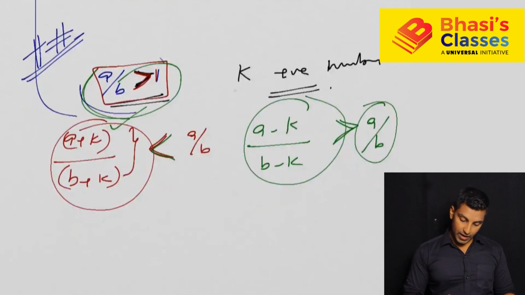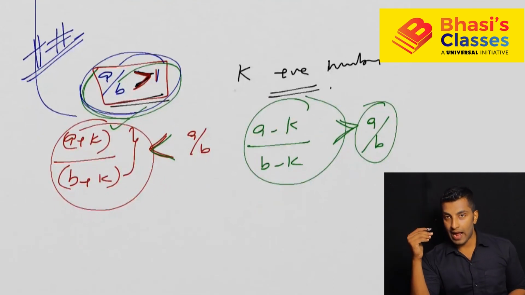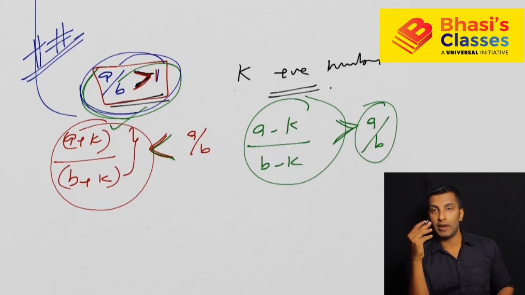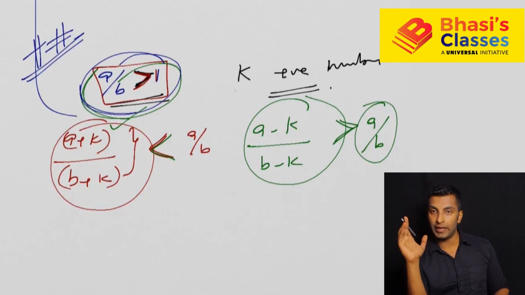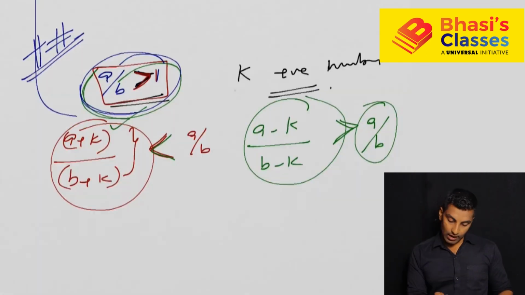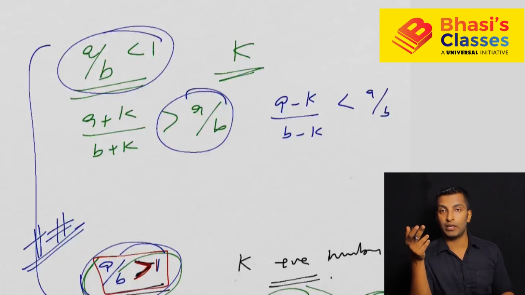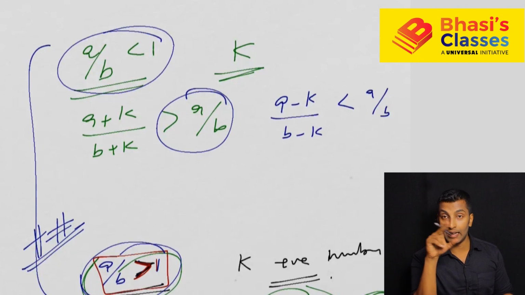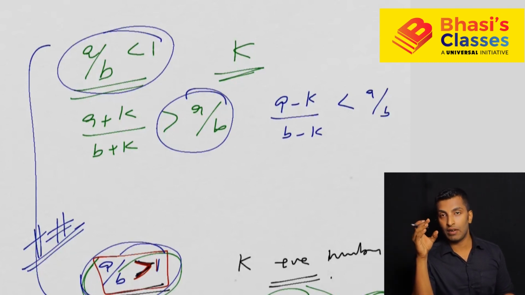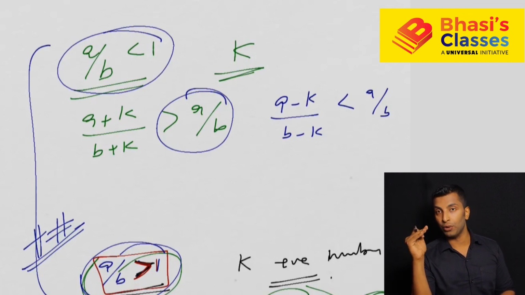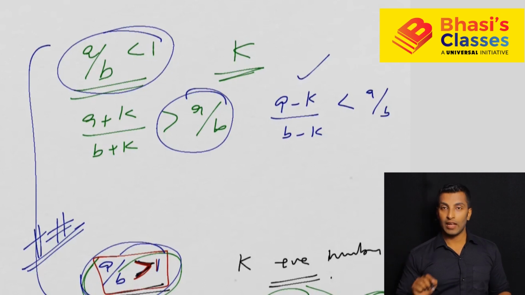See, a by b greater than 1: if you add a positive number in the numerator and denominator, that ratio will be less than the given ratio. If you subtract a number in the numerator and denominator, that ratio will be greater than the given ratio. Now the opposite, a by b less than 1: if you add a positive number to the numerator and denominator, the ratio will be greater than the given ratio. And if you subtract the positive number from the numerator and denominator, the ratio will be less than a by b. I hope this is clear.